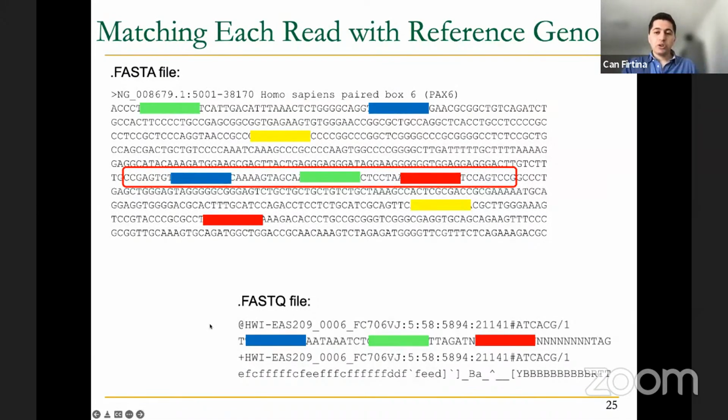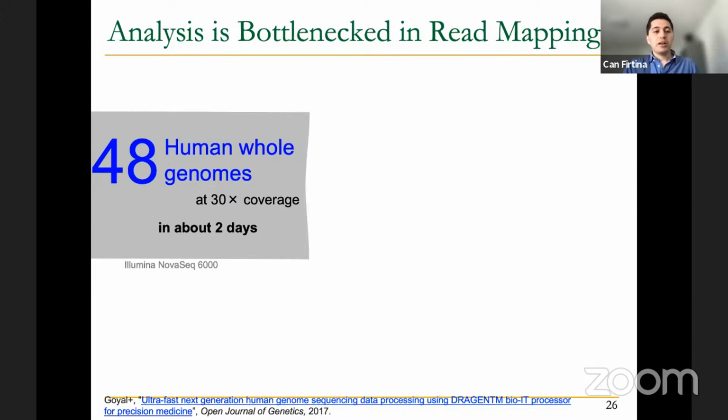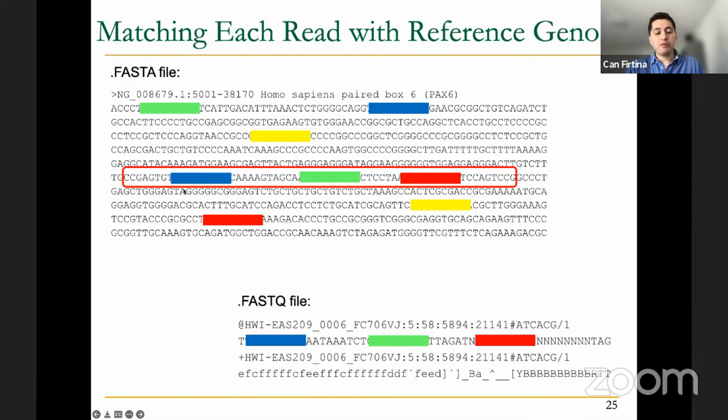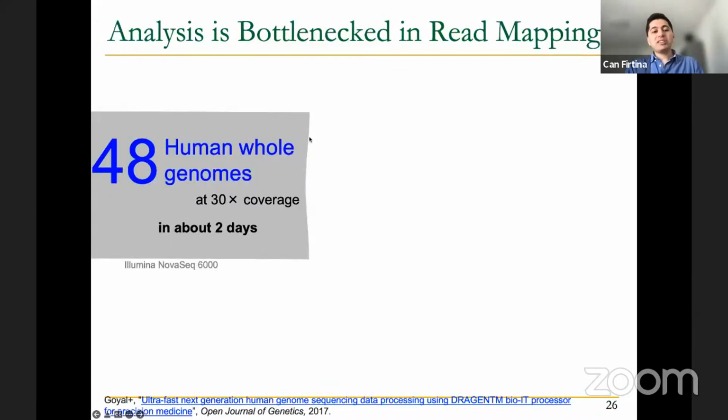But even with those heuristics, analysis is really bottlenecked in read mapping. This step is usually referred to as read mapping because you're really mapping your read to a reference genome. But analysis is bottlenecked in read mapping in genome analysis.